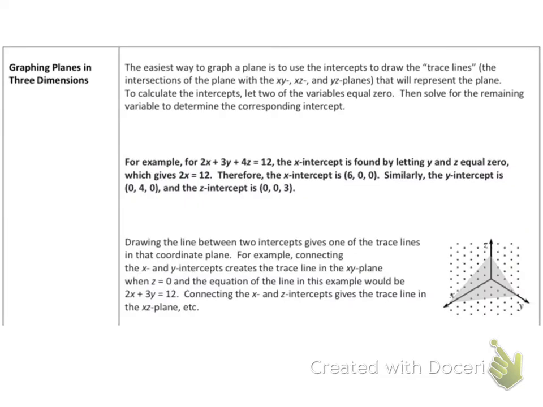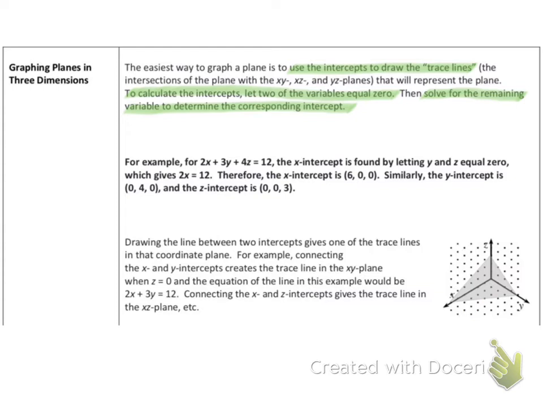Okay, so part of today's lesson is, can we plot the ordered triples? The other part of this lesson is, can we actually create a plane in the three-dimensional space? So now we're going to move on to the next page of the notes. The easiest way to graph a plane in 3 dimensions is to actually use the intercepts. So we're going to use the intercepts to draw the trace lines. Again, a reminder to calculate the intercepts, let 2 of the variables equal 0, and then we'll solve for the remaining variable to determine the corresponding intercept. And there's an example here, but I want to go ahead and work one out for us too.